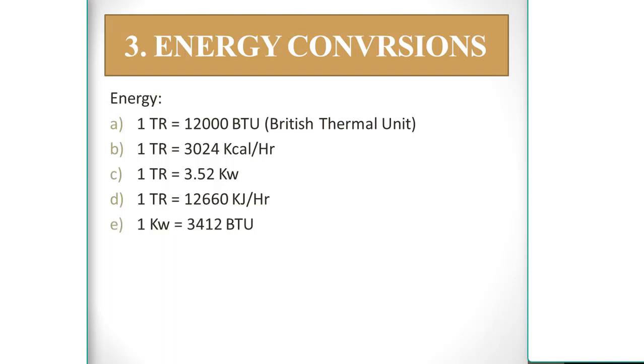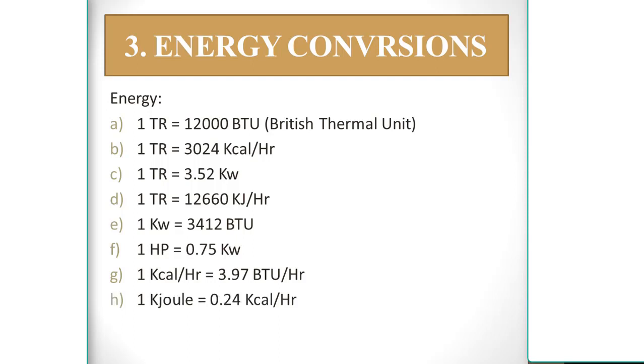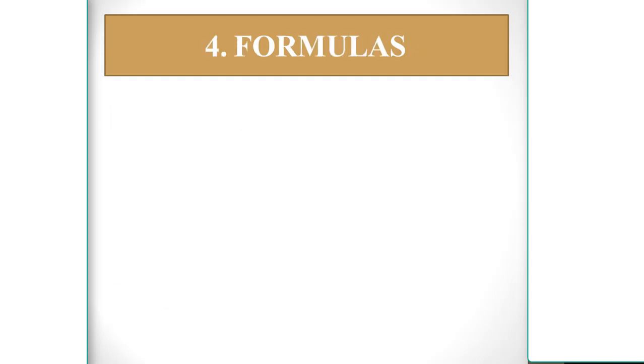E. 1 kilowatt is equal to 3412 BTU, British thermal unit. F. 1 HP, that is horsepower, is equal to 0.7275 kilowatt. G. 1 kilocalorie per hour is equal to 3.97 BTU per hour. H. 1 kilojoule is equal to 0.24 kilocalorie per hour. I. 1 kilojoule per hour is equal to 0.95 BTU per hour.